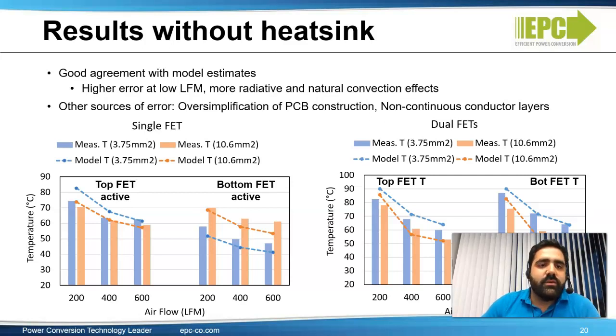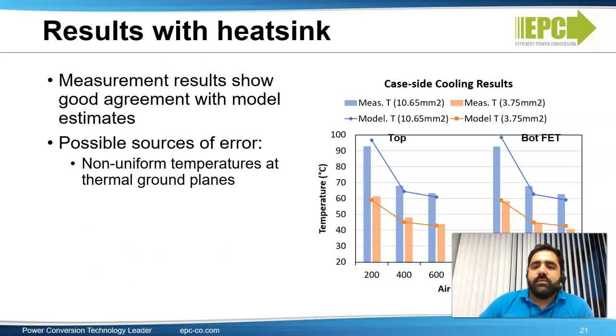The results without a heatsink show good agreement with the models. Slight error is seen, and it's higher for lower LFM because of the higher radiative and natural convection effects. Other sources of error could be the oversimplification of the PCB construction and assuming a continuous conducting layer in the PCBs. The measurement results with the heatsink also show good estimation of the thermal performance at different airflow conditions, and some errors are present and could be because of assuming uniform temperatures at the thermal ground planes.